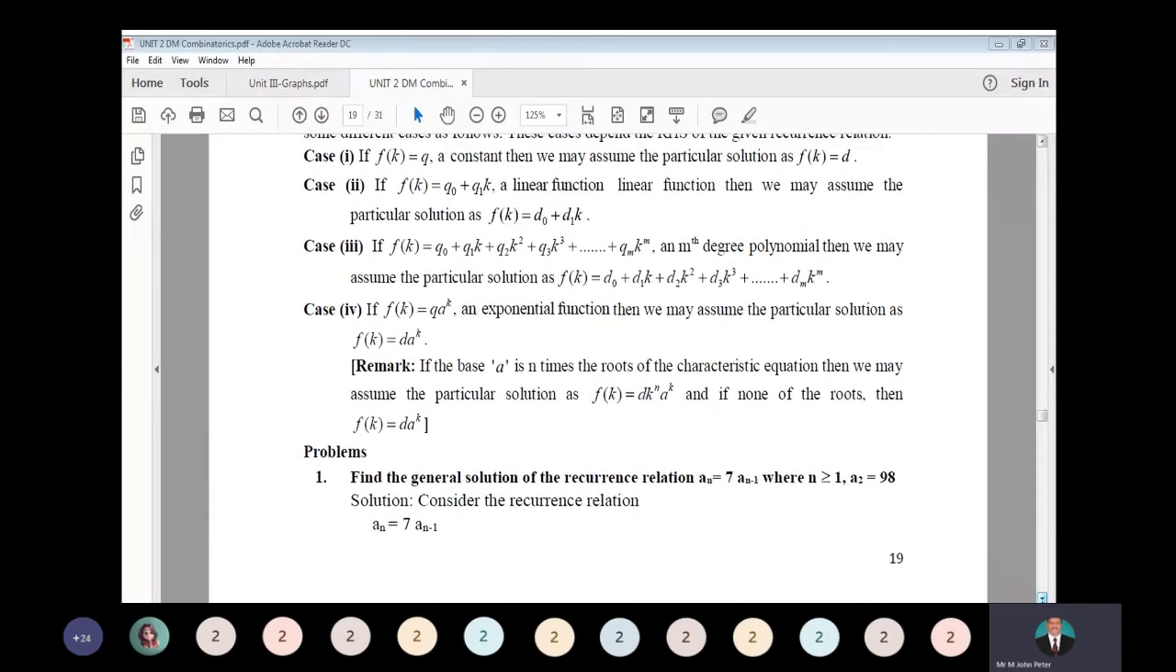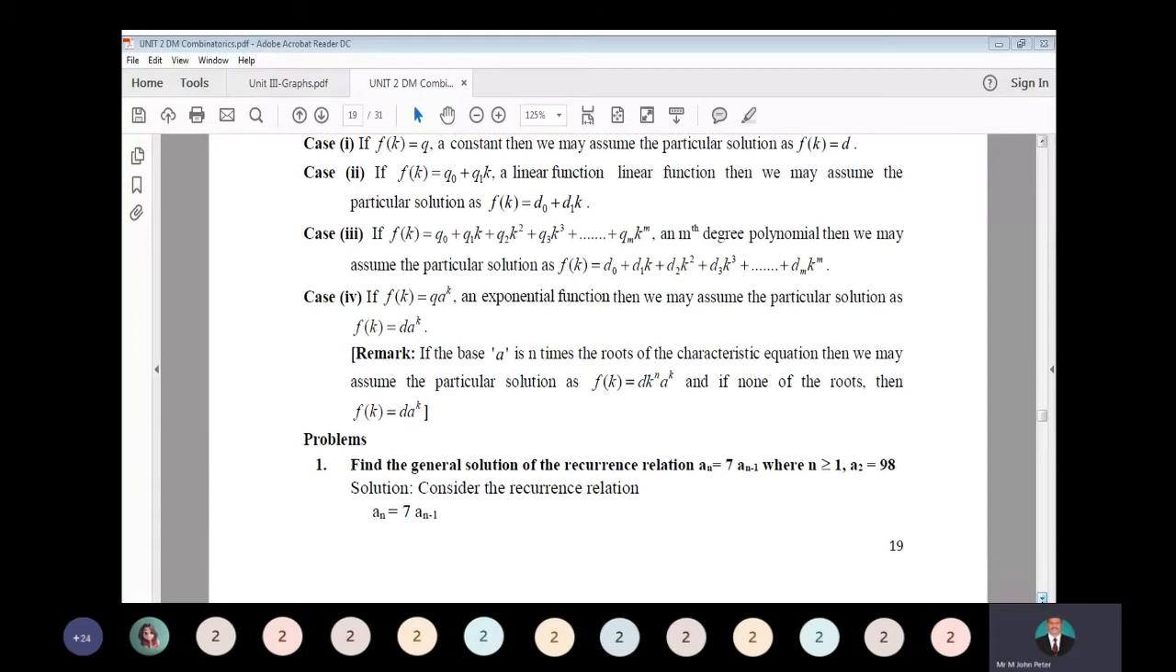If the base a is n times a root of the characteristic equation, then we may assume the particular solution f of k is equal to d into k power n into a power k. If it is none of the roots, then f of k is equal to d into a power k. So in this special case, if in f of k equal to d a power k the base a is a root n times of the characteristic equation, then we may assume the particular solution as f of k is equal to d into k power n into a power k. Those kinds of problems we'll see in the problems, and you can understand.